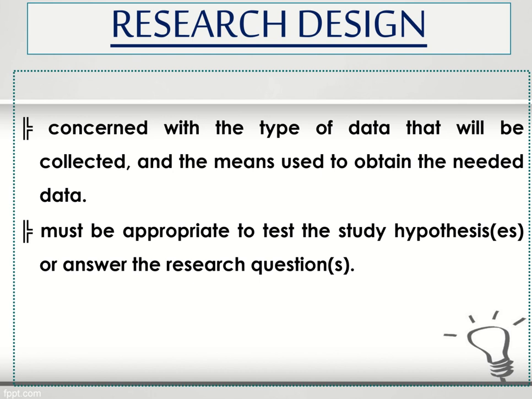So, research design is concerned with the type of data that will be collected and the means used to obtain the needed data. For example, the researcher must decide if the study will try to determine causative factors, explore relationships, or examine historical data. So, the design must be appropriate to test the study hypothesis or answer the research questions. So that's how we distinguish research methodology from research design.